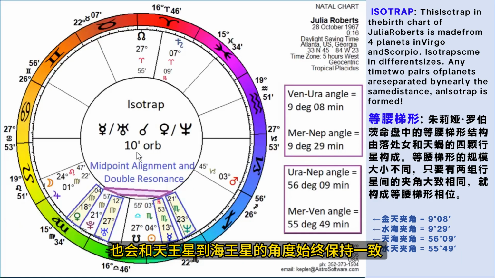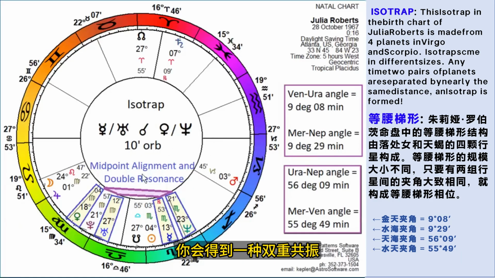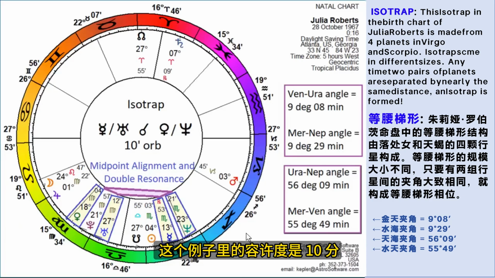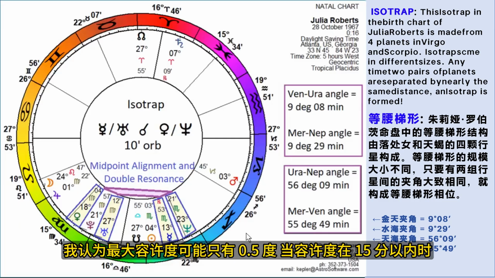I've got here in the middle of the wheel midpoint alignment and double resonance. So you've got all this resonance going on, bringing Mercury, Neptune, and Venus, Uranus together, and then plus the midpoints are aligned because of the symmetry. So it's a really beautiful thing. You have double resonance, the midpoints are aligned. And in this case, the orb is 10 minutes. I suspect that the maximum orb may be only half a degree.